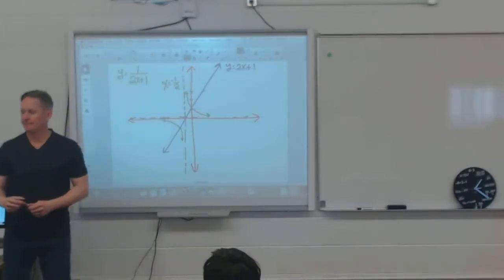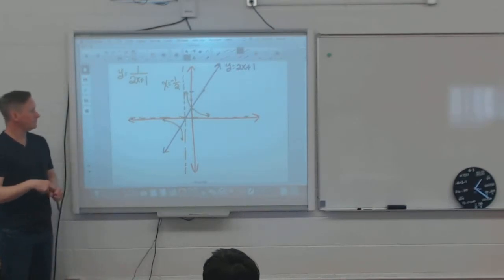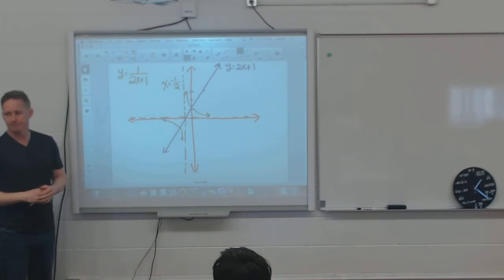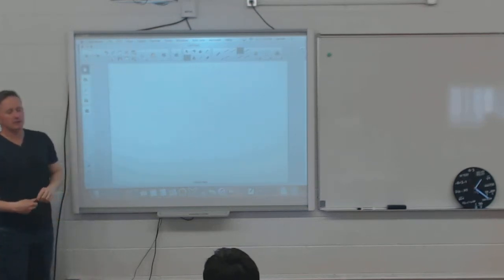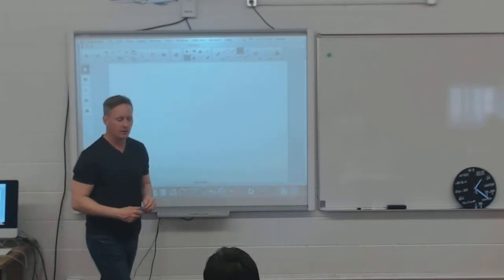If you put an equation like y equals 1 over 2x plus 1 into Desmos, would it do that for you? Yes. You will be able to use Desmos today to check your graphs.